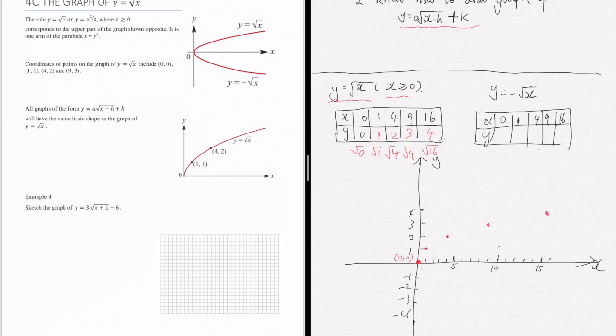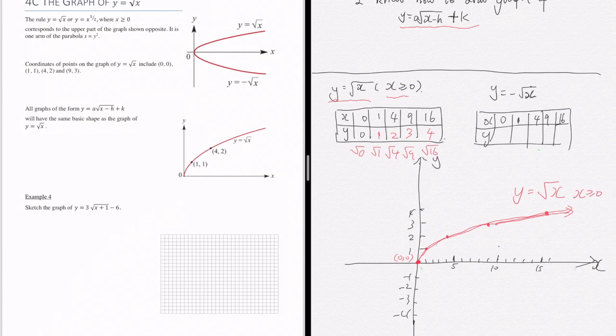So you see here 0, 0 is my starting point, and then it goes up and right. It's a very smooth curved line going up and right. So this is the graph of y equal to square root x. Be aware x should be larger than or equal to 0.